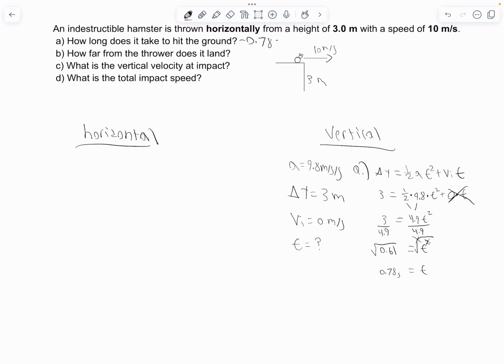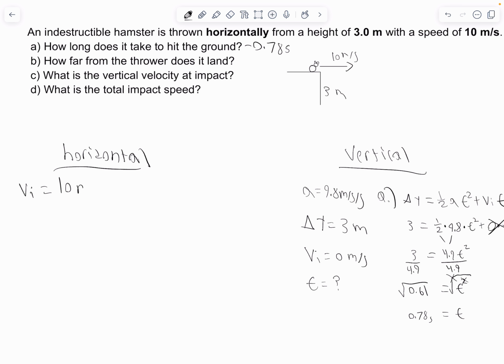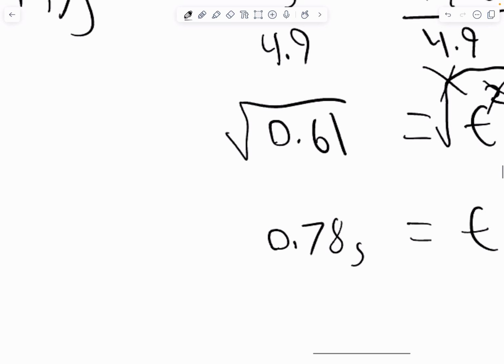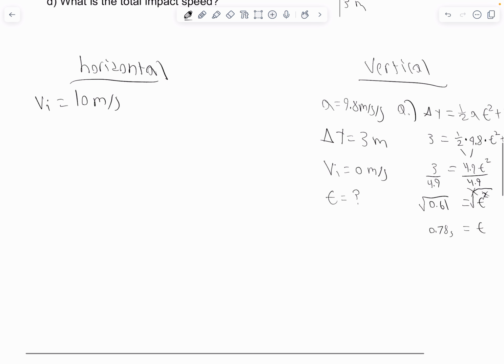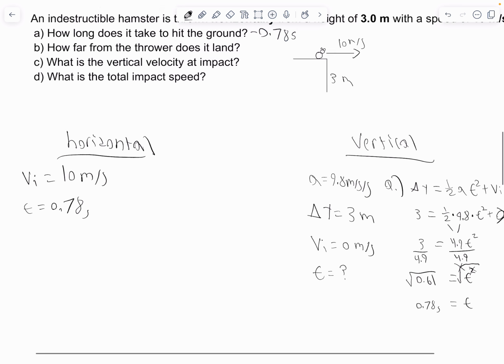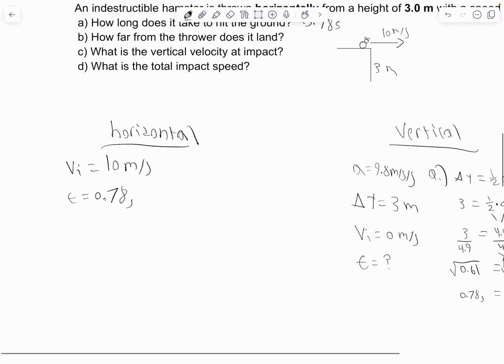0.78 seconds. Perfect. All right, now part B is asking how far from the thrower does the hamster land. So we know our initial velocity in the horizontal axis is going to be 10 meters per second. We just figured out our time, all right, which is 0.78 seconds, which goes for both. So our time is 0.78 seconds. And now it's asking us to solve for distance because it says how far. So we're trying to figure out distance. So we use our velocity formula.